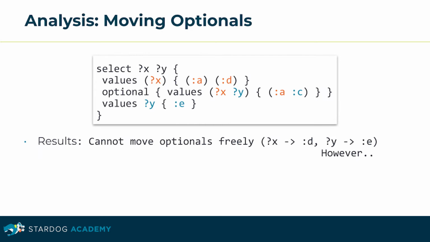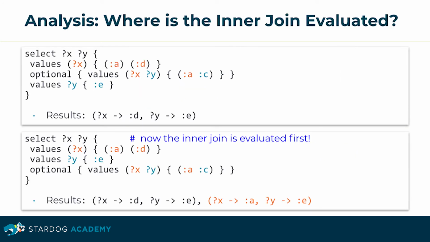First, let's look at this example where we have values of x, an optional value of x y, then another values of y, with the optional in the second line here. So we can evaluate this query, and we have x bound to d and y bound to e. However, what happens if we move this optional? Well, if we move it to the bottom of the query, we get different results. And so really we shouldn't be moving the optional. It should be on the designer of the query to put the optional in the right place such that the variables are bound appropriately and the expected results can be made.